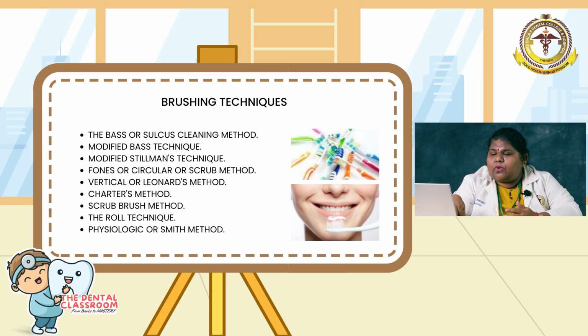So what are the different types of brushing techniques? The Bass or the circular cleaning method, modified Bass technique, modified Stillman's technique, Fones or circular scrub method, vertical or Leonard method, Charters method, scrub brush method, the Roll technique, and the physiological or the Smith method.